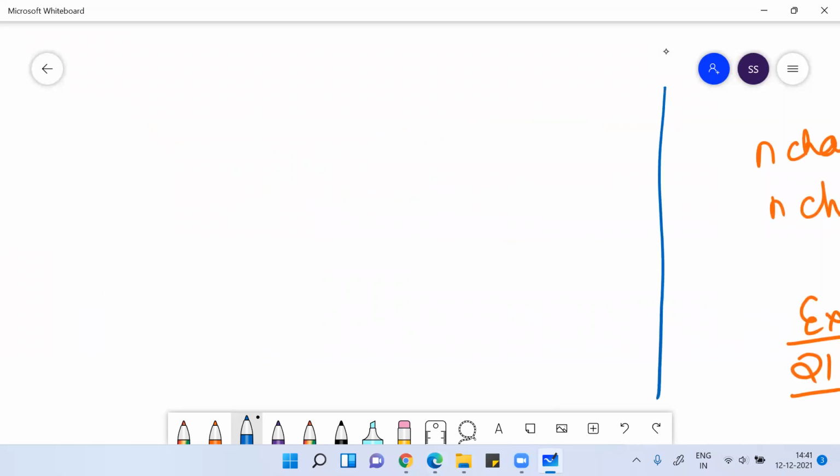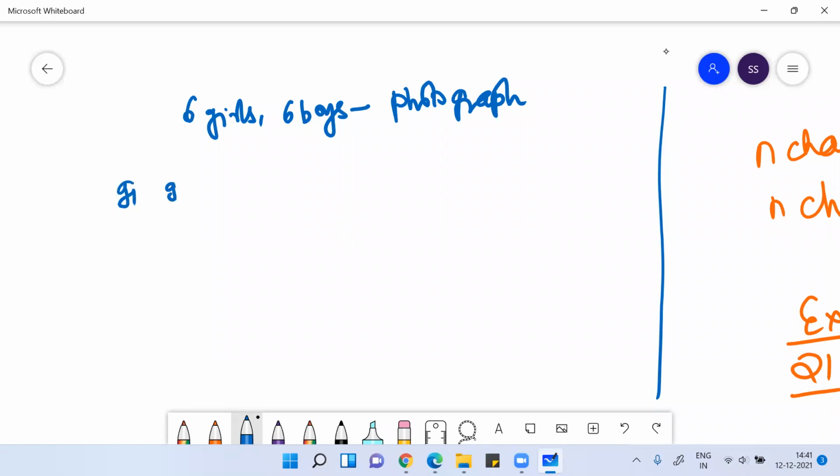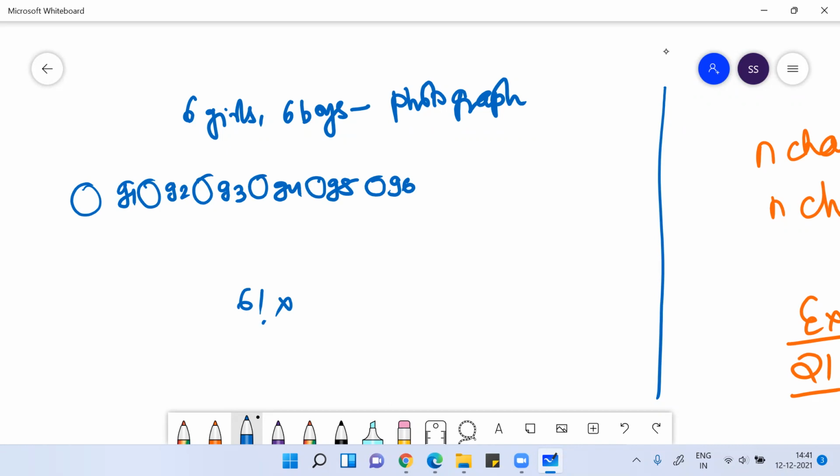So you have 6 girls and you have 6 boys, and they are trying to take a photograph. The condition is that no 2 boys are together and no 2 girls are together. So here the numbers are also the same. So you can arrange girls first or boys first, doesn't matter. So let's first arrange 6 girls. 6 girls will come in how many ways? 6 factorial ways. Now boys can come in how many ways? Either here or here or here or here or here or here or here. So a total of 7 places will be developed.